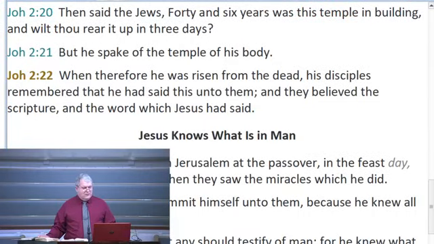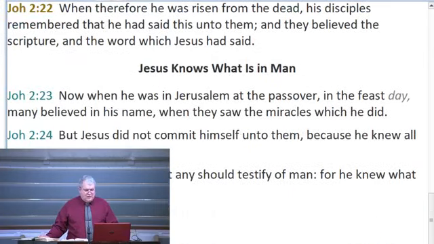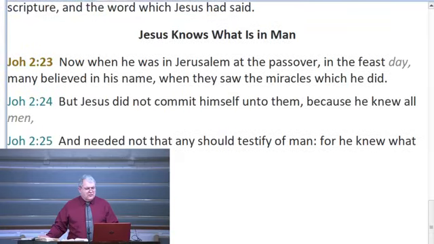Now, I'm not going to quit. It's not part of the message, but when he was in Jerusalem at the Passover and the feast day, many believed in his name when they saw the miracles that he did. You think those people believed that Jesus died on the cross to pay for their sins? No. They didn't know that yet.